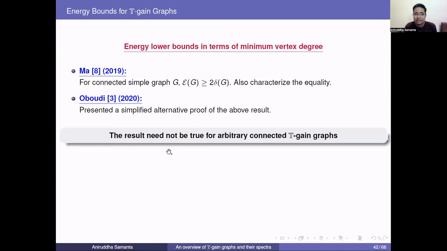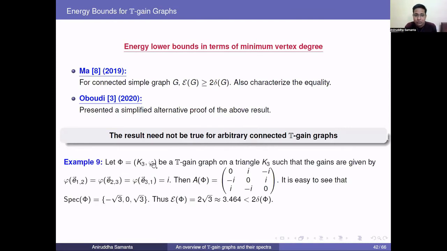So the result need not be true for an arbitrary connected T-gain graph. Here is the example. In this example, we take a triangle, and the gain of all its edges in a particular orientation is iota. Then its energy is strictly less than 2 times the smallest vertex degree. However, we can establish the result for triangle-free connected T-gain graphs.